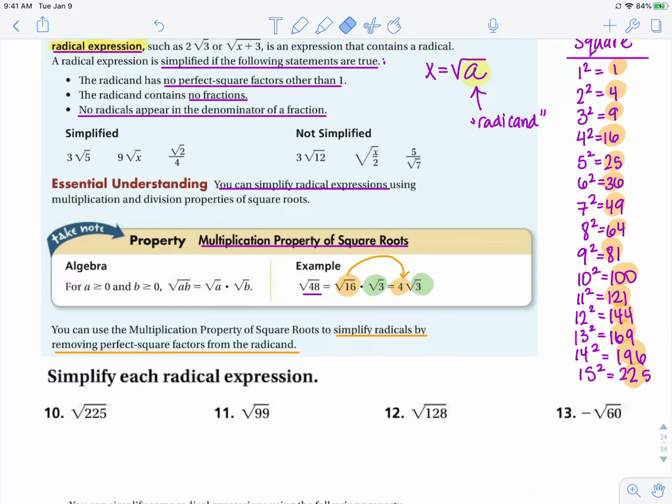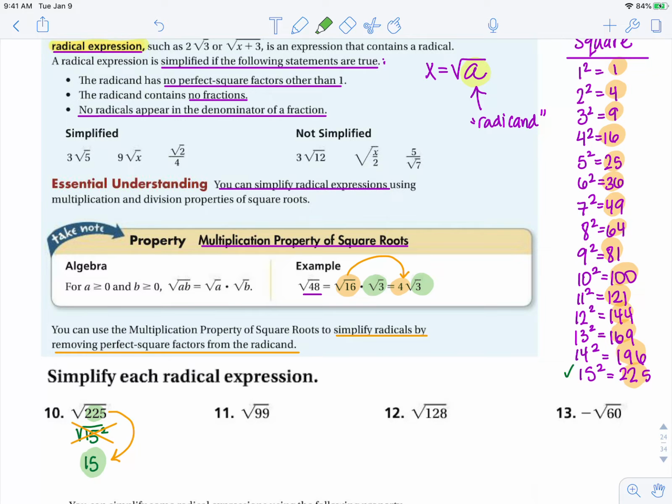Simplify each radical expression. So here, number 10, my radicand is 225. But since I have memorized my first 15 perfect squares, I know that 225 is really 15 squared. So the square root of 15 squared is 15. So really, you did not need this middle step here, right? You could have gone straight to an answer of saying square root of 225 is 15.